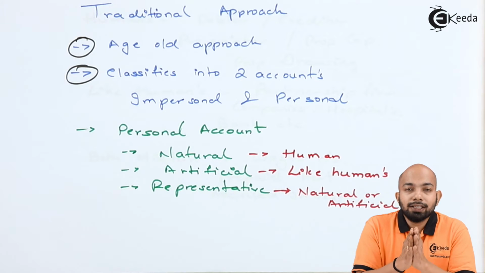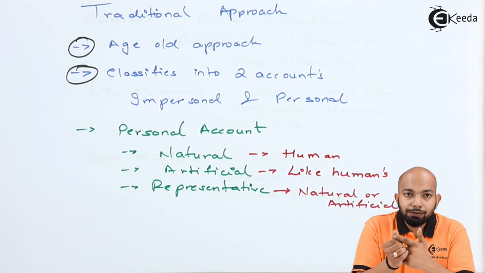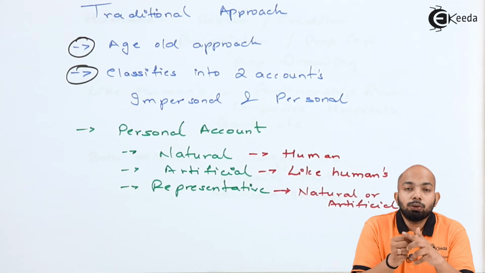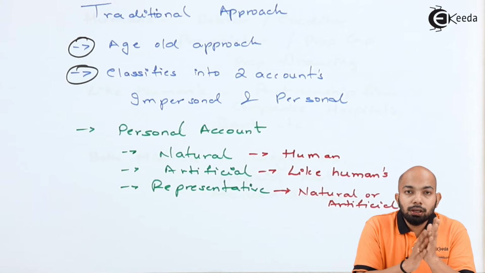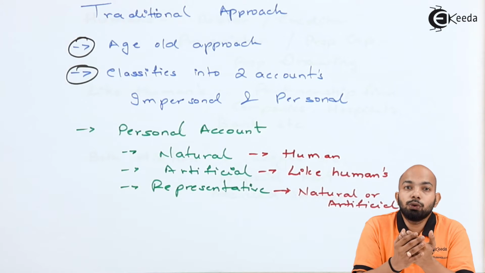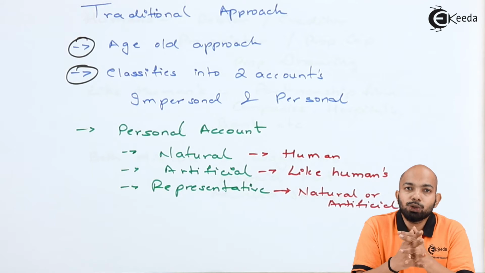So when you talk about the classifications of the traditional approach, you have two classifications, one being personal, second being impersonal. Personal accounts will have three further classifications. One, for humans. Second, those who act or are like humans. Third, those who are representative. We can call them a mixture of both natural and artificial. So, natural, artificial, and representative. These are the three kinds of categories that you have when it comes to personal accounts. Now, when we talk about impersonal accounts, we'll have two further: one, real, and second, nominal. Let's learn in detail how each classification has importance, and certain examples will be mentioned there.